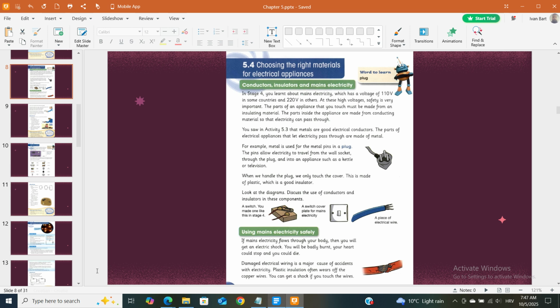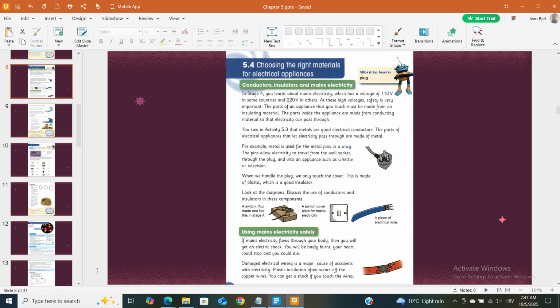You saw in activity 5.3 that metals are good electrical conductors. The parts of electrical appliances that let electricity pass through are made of metal. For example, metal is used for the metal pins in a plug. The pins allow electricity to travel from the wall socket, through the plug, and into an appliance such as a kettle or television. When we handle the plug, we only touch the cover. This is made of plastic, which is a good insulator. Look at the diagrams. Discuss the use of conductors and insulators in these components.